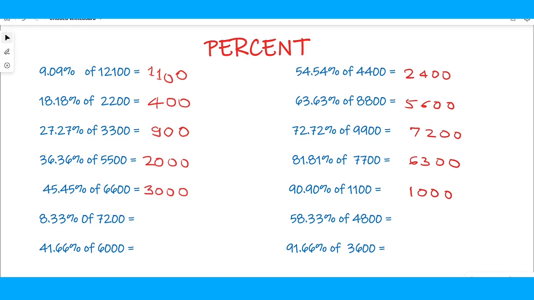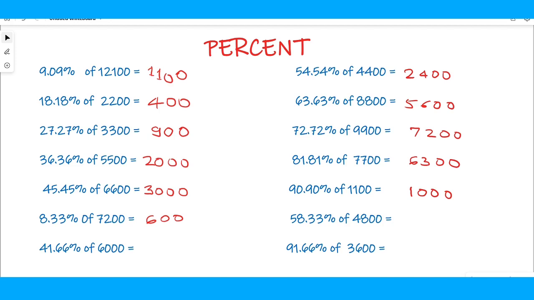Now we go to 8.33% of 7200. 8.33% is nothing else but it is 1 upon 12, and 1 upon 12 of 7200 is 600. Thus 8.33% of 7200 is 600.